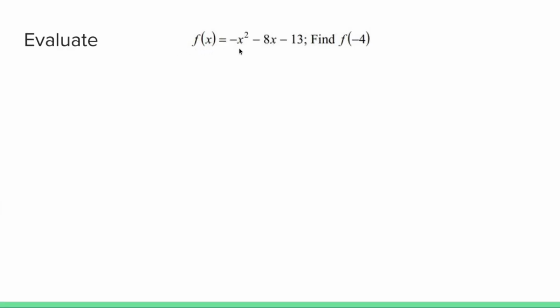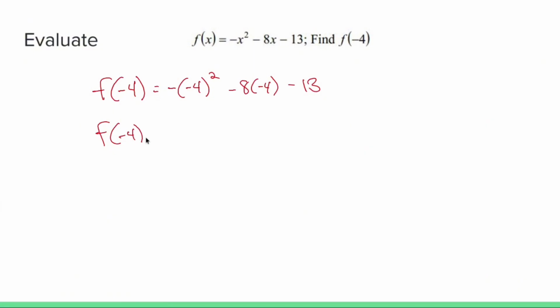Evaluate f of x equals negative x squared minus 8x minus 13. Find f of negative 4. Whenever you're evaluating a function, you replace every x in f of x with that number right there. So f of negative 4 is going to have me rewriting this guy but replacing every x with negative 4. So negative (negative 4) squared. And make sure when you plug stuff in, use parentheses. Minus 8 times negative 4 minus 13.